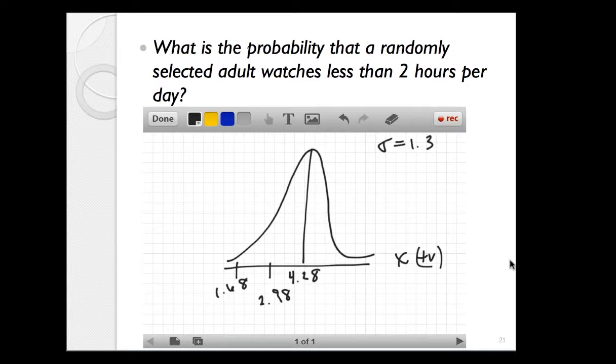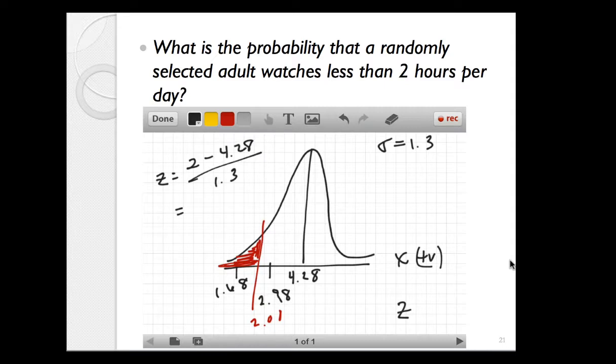A little awkward here with this amount of room. But in red, we're looking at the area of 2 as kind of a cutoff. And we want to know at first the probability that someone watches less than 2 hours per day. So this area in red. And it's just a simple application of the Z, right? We need to find what that Z is, and then Z would be, in this case, 2 minus 4.28 over 1.3.